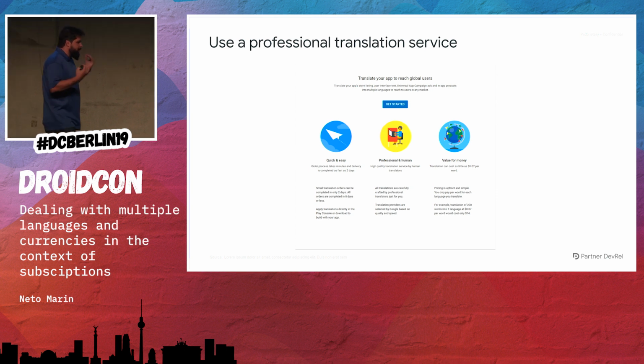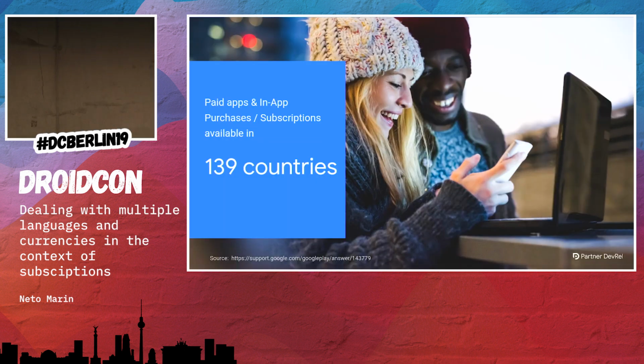So why is this important? Why am I talking so much about translation and localization? For example, Google Play supports paid apps and apps purchased in 139 countries. So you can expand your consumer market, right?